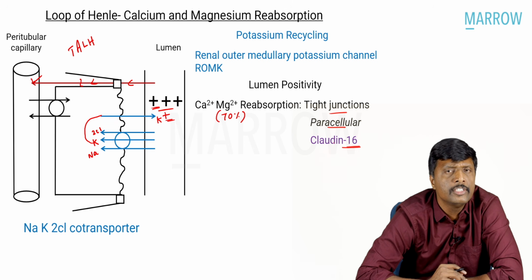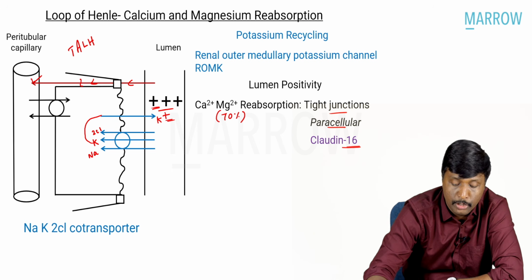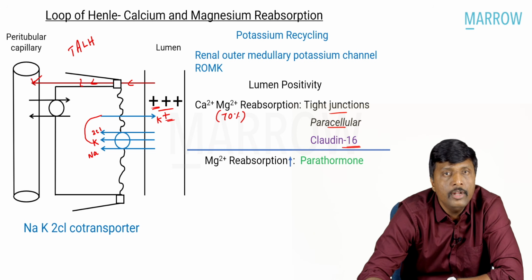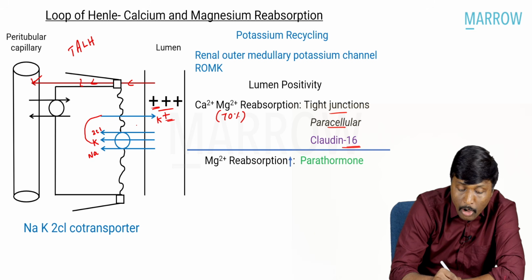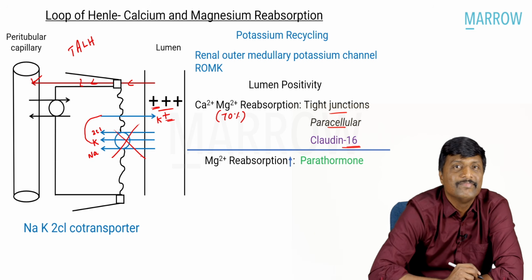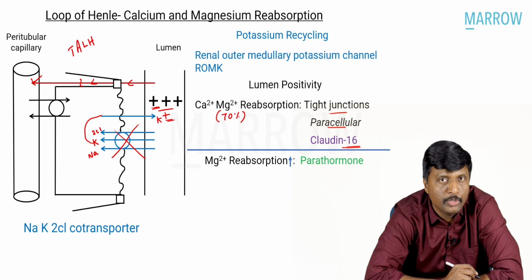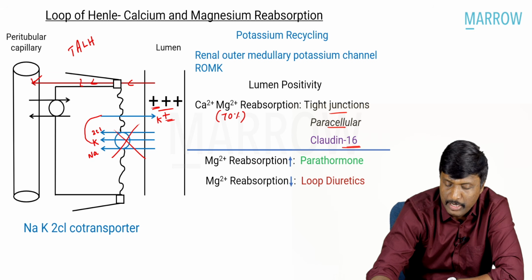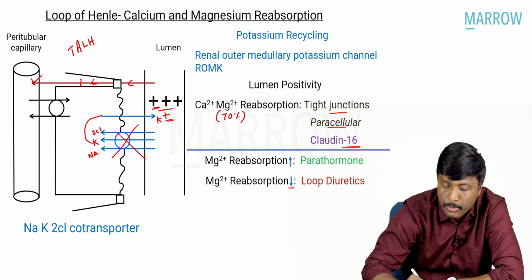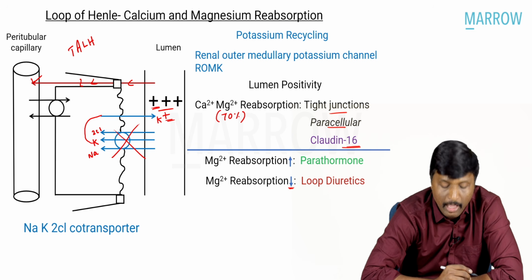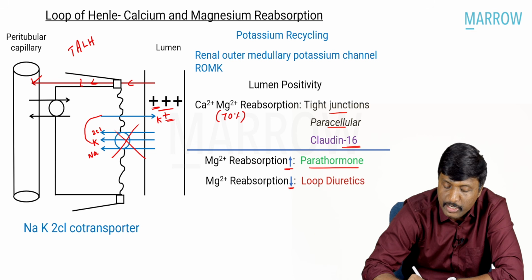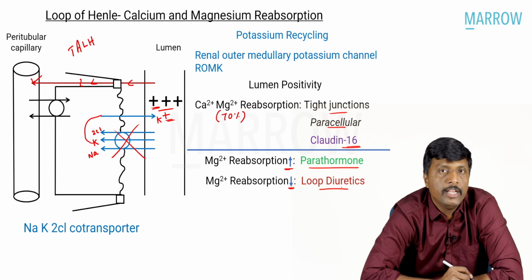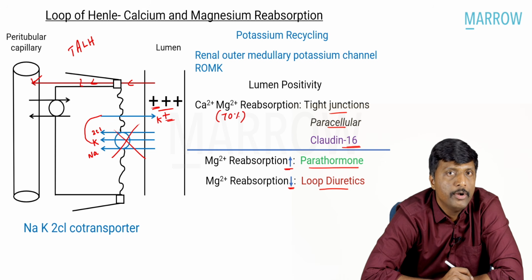This normal process is actually accelerated by parathormone. Parathormone helps increase magnesium reabsorption, and if you block this channel protein, there is no magnesium reabsorption. That is why magnesium reabsorption is decreased by loop diuretics, furosemide. Magnesium reabsorption is increased by parathormone. Magnesium reabsorption is decreased by loop diuretics like furosemide. Loop diuretics decrease magnesium reabsorption.